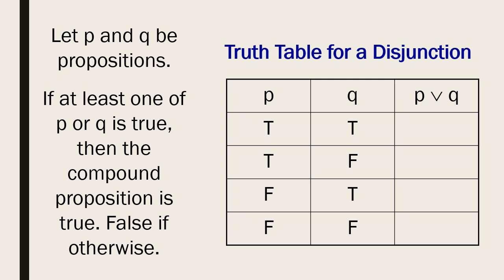Since for the first row both are true, then it is true. Then the second row, T F, one is true, so that's true. FT, one is also true, then that's true. For FF, it's false. So meaning to say for disjunction, the only case that it will be false is if both of the propositions are false. FF is the only F here. The rest are true because they have at least one true.